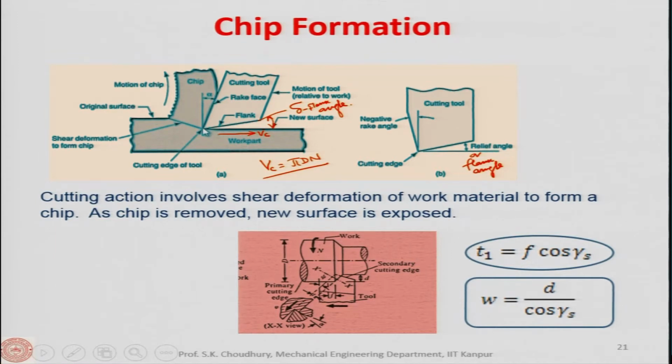Now, the shear plane makes an angle with the direction of the Vc. This is also an important angle along with the rake angle and the flank angle. This is parallel to Vc, and this angle is called the shear plane angle. We normally denote that by phi, okay. So, this is the angle between the shear plane and the direction of the cutting velocity vector Vc, this is the phi. So, these three angles, that is the shear angle, rake angle and the flank angle, are important angles. Now, cutting action involves shear deformation of the work material to form the chip, all right.